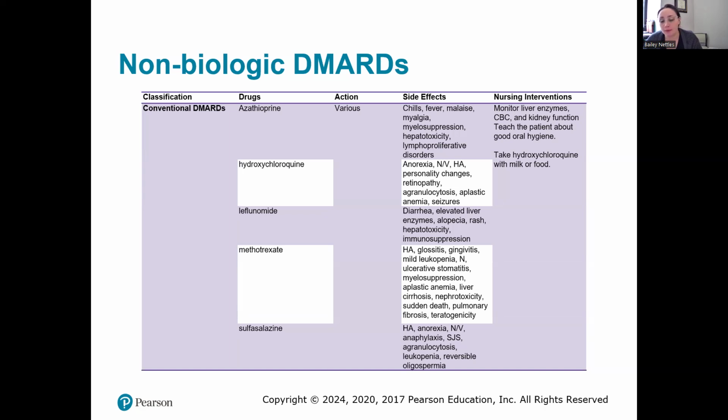Methotrexate, which we know all about because we've studied it in cell reg by now. So this one, of course, you can have the gingivitis, the glossitis, which is inflammation of your tongue and your gums, mild leukopenia, nausea, ulcerative stomatitis, myelosuppression, aplastic anemia, liver cirrhosis. So yeah, it doesn't say hepatotoxic, but that is still damaging your liver. Okay, so it's still liver dysfunction. It's not good. Nephrotoxicity, which affects your kidneys, pulmonary fibrosis.